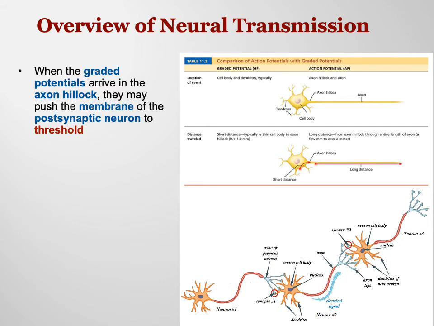So when the graded potentials arrive in the axon hillock, they may push the membrane of the postsynaptic neuron to threshold. Remember, the axon hillock, which we can also call the trigger zone, is where the neuron decides whether or not it's going to fire an action potential. What happens is the graded potentials all add up. And if they add up to a certain amount, which is called the threshold, then that triggers the action potential.